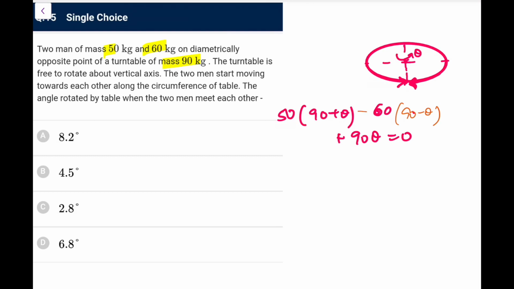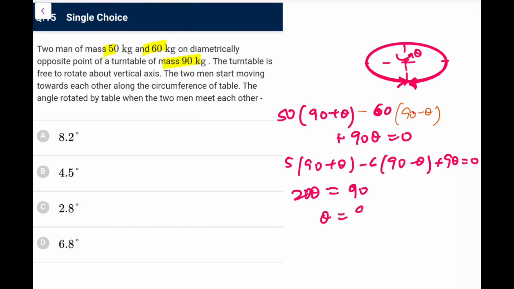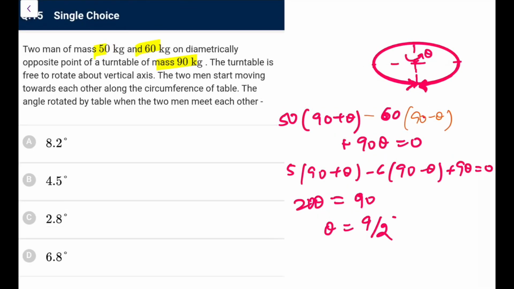So what we have: 5 into (90 plus theta) minus 6 into (90 minus theta) plus 9 theta is 0. So 5 theta plus 6 theta plus 9 theta, that is 20 theta. 20 theta will become 90 into 6, that is 540, minus 450. So 540 minus 450 is 90. So theta would be 90 by 20, that means 4.5 degrees. So I'll go for option B.